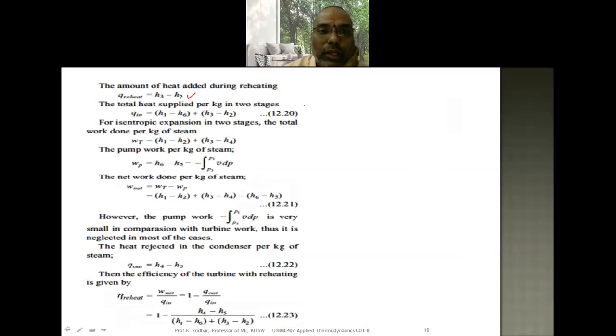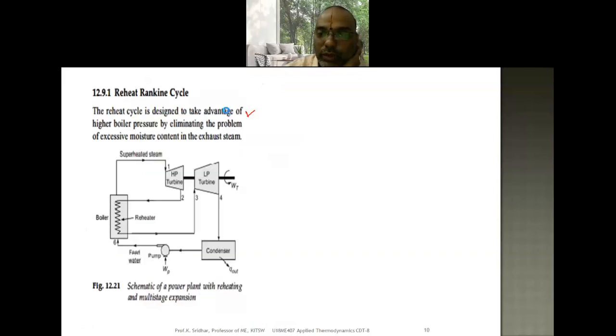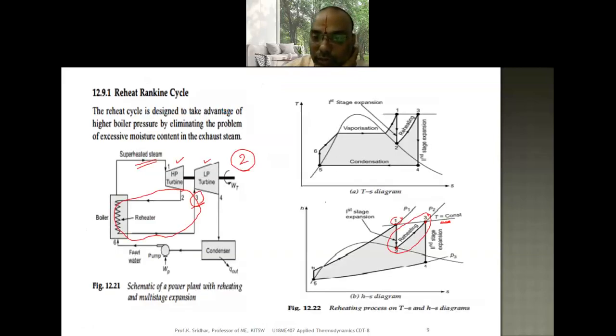So similarly, how much of the total heat is supplied? One part is in the boiler and the second is in the reheater. So just go through here. The first one is the boiler, H6 minus H1, and the next one is H3 minus H2, which is in the reheater.